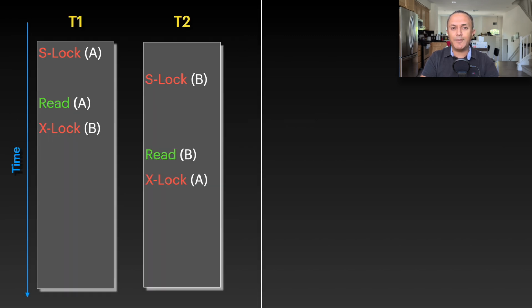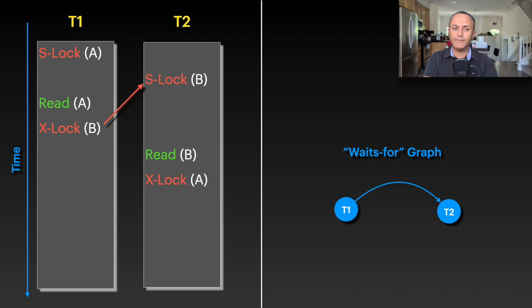So again, this is the example that we looked at a little while ago. What would that look like in that graphical representation? We have two transactions, so the waits-for graph is going to have two nodes. First, T1 is waiting for T2. T1 is waiting for the lock B to be released, and that lock B is held by T2. So since T1 is waiting for T2, we're going to put an edge from T1 to T2 in the graph.